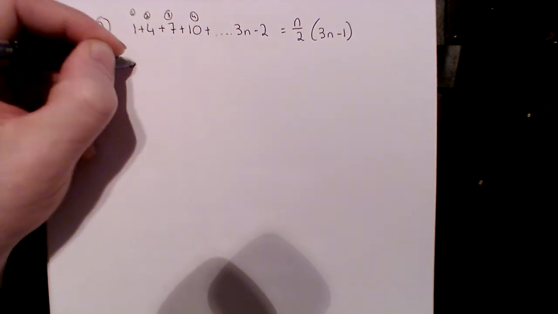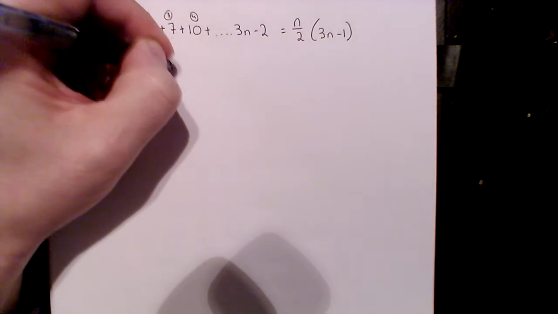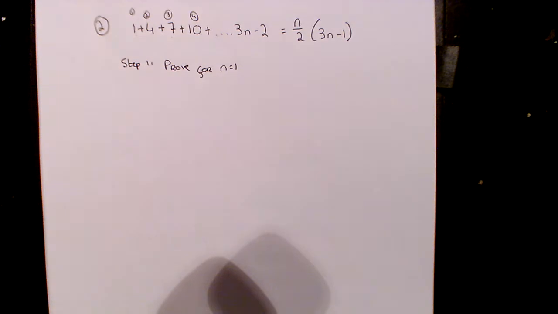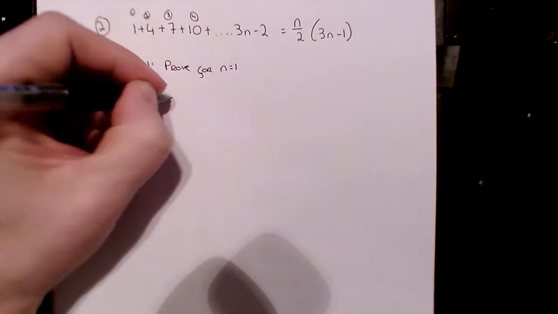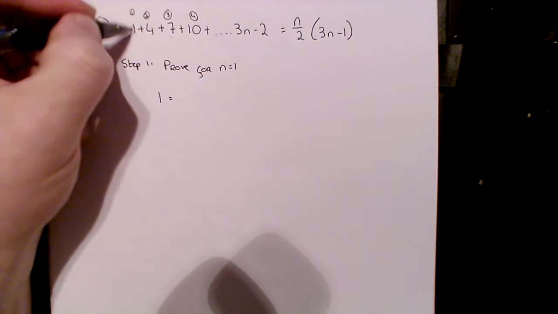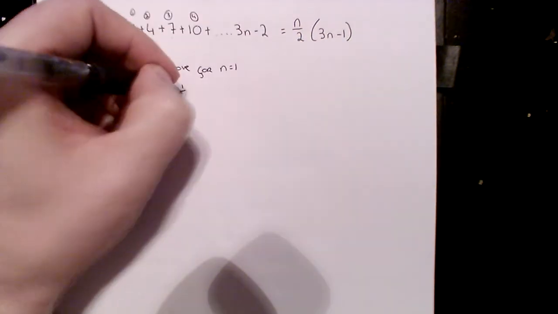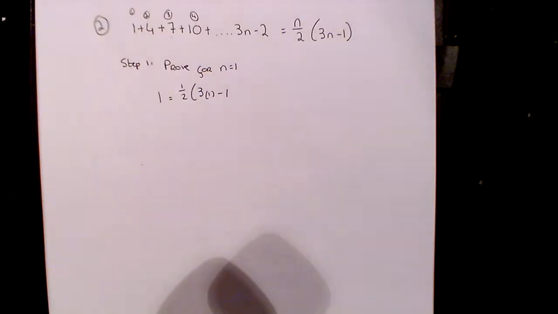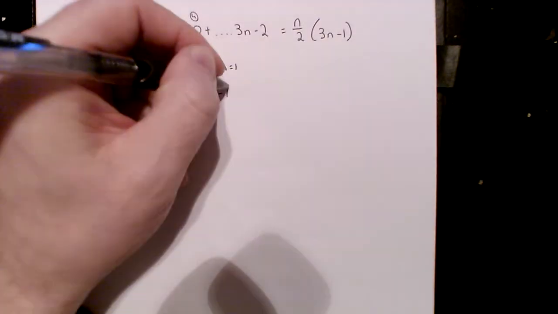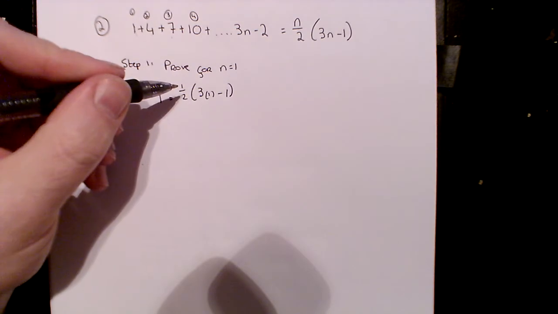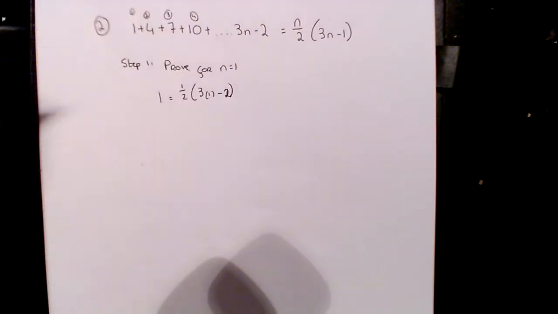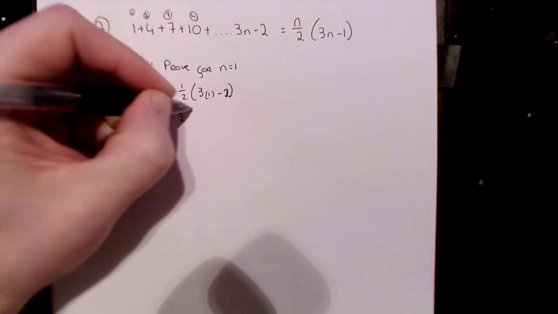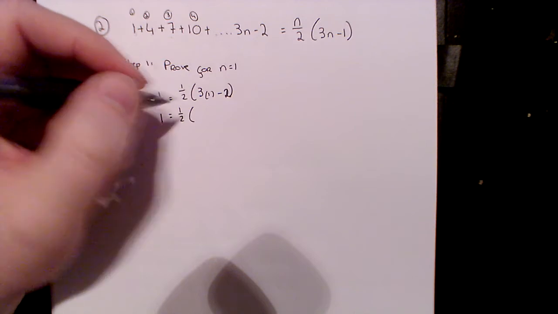So step 1, prove for n equals 1. So basically prove for the first term. The first term here is 1, so if I put in 1 over here, it should spit me back out 1. So let's see. So we have 1 here equals a half. Now 3 ones are 3.